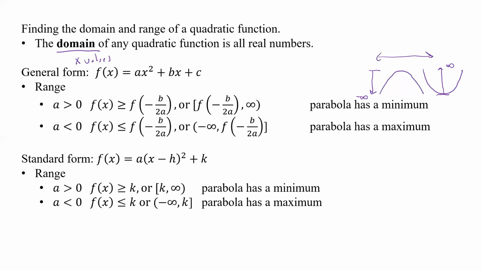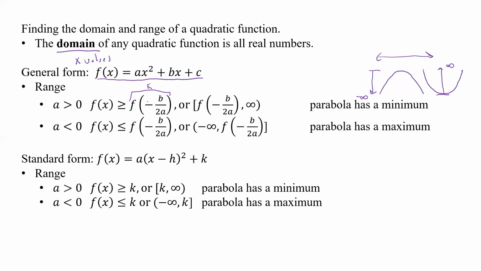But if we have a general form, let's start with that one. So general form, we have ax squared plus bx plus c. And we can find our range in the following way. So if a is greater than 0, your f of x is going to be greater than or equal to f of negative b over 2a, basically your f of h, okay? And so this whole thing is basically your k. So f of x is going to be greater than or equal to k.